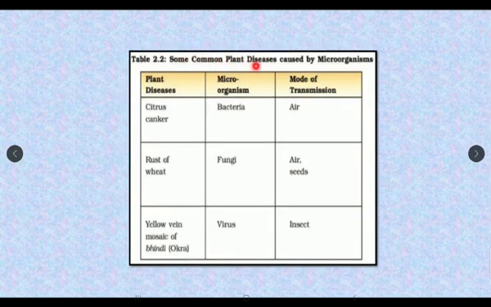Some common plant diseases caused by microorganisms: citrus canker. Microorganism: bacteria. Mode of transmission: air. Rust of wheat: causative microorganism is fungi and mode of transmission is through air and by seeds. Third, yellow vein or mosaic of bhindi okra. Causative microorganism is virus and the mode of transmission is through insects.